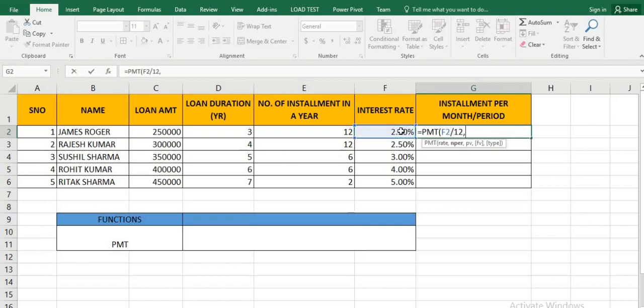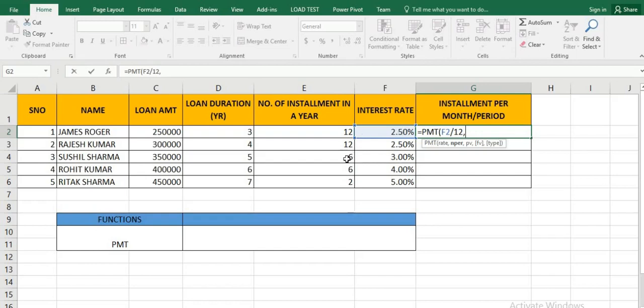Then NPER, number of periods, means the number of installments in the whole duration. In 3 years, how many installments does he have to give? He told us that he wants to give 12 installments per year. So how many installments does he have to give in the whole duration? 3 years into 12. In 1 year he gives 12, in 2 years he gives 24, and in 3 years he gives us 36 installments.